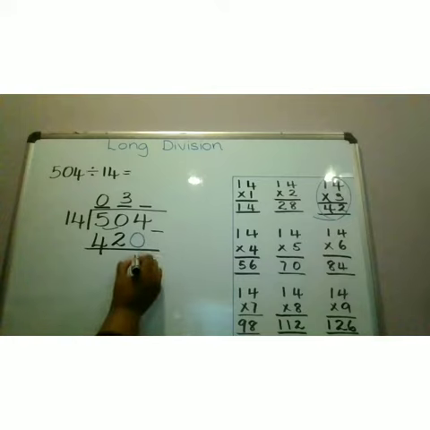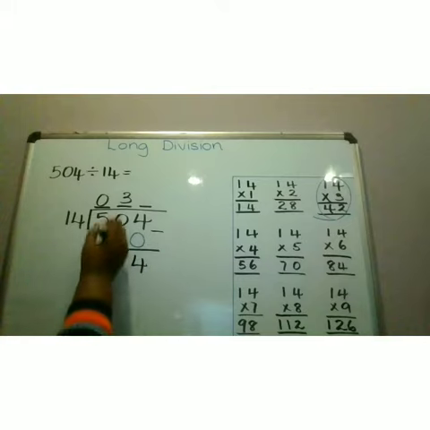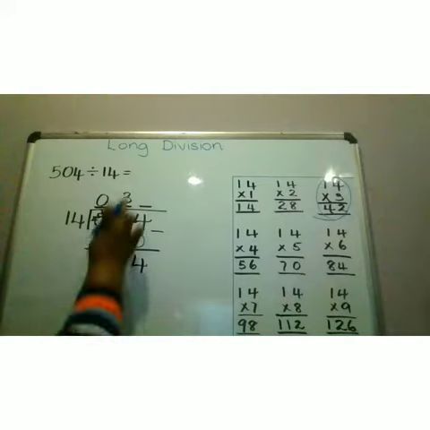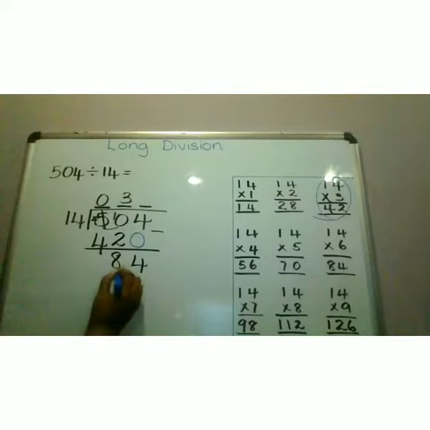4 subtract 0. I cannot take 2 from 0. I can now take 2 from 10 and I'm left with 8. Now I divide again. 14 can't go into 8, but there's a digit already above that 8. I say 14 into 84.